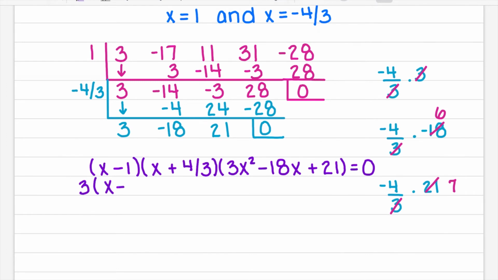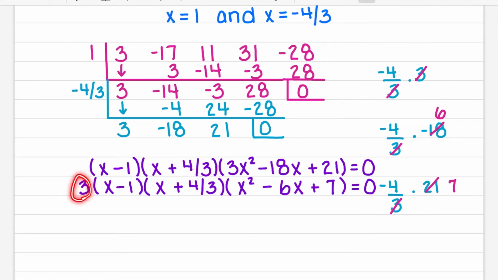So now I have 3 times x minus 1 times x plus 4/3. So now I would have x squared minus 6x plus 7 is equal to 0. And just so you know, what I was saying before about the fraction here, if we multiplied 3 by x plus 4/3, that would eliminate the fraction. But I'm just going to leave it, it's not important.